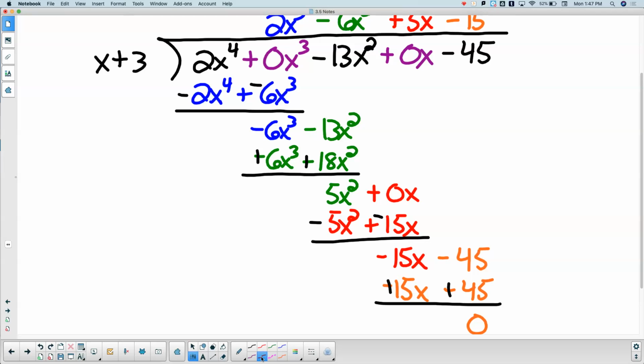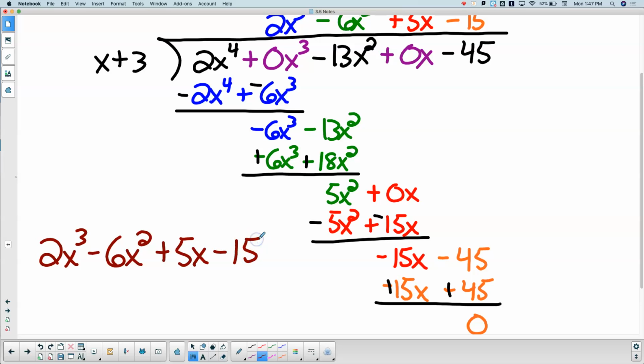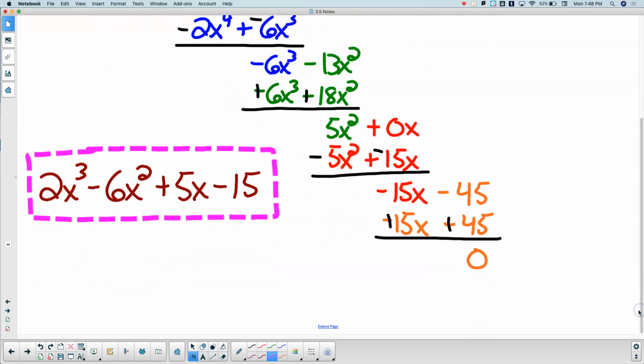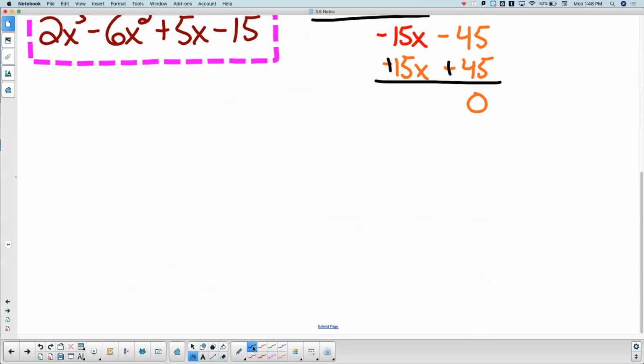I get 2x cubed minus 6x squared plus 5x minus 15. Yes? What does that mean? More importantly, what does that mean? Other than the fact that we don't have a remainder.